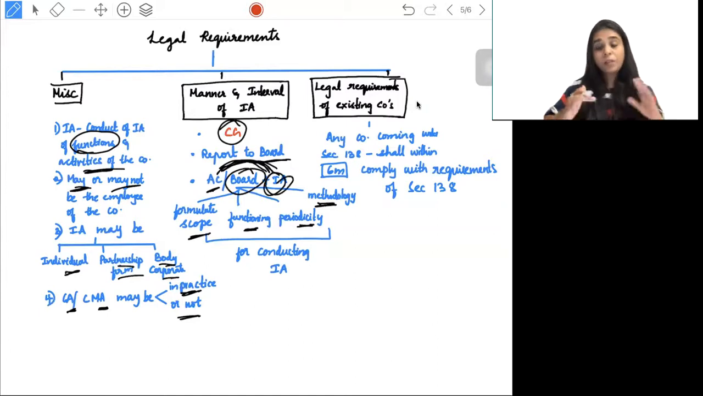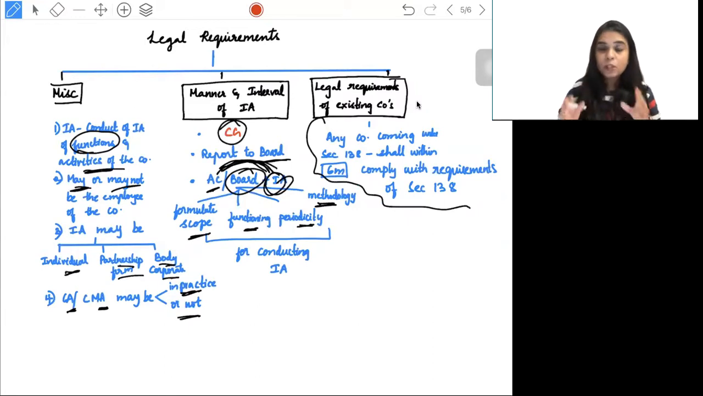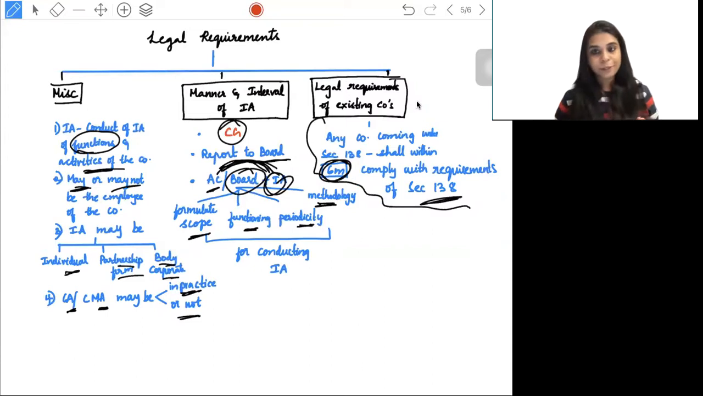Moving ahead, this is not relevant anymore, but it is just said that as soon as this section came, the existing companies, which were there before this section came, got 6 months time to comply with section 138. So I hope I made section 138 simple.